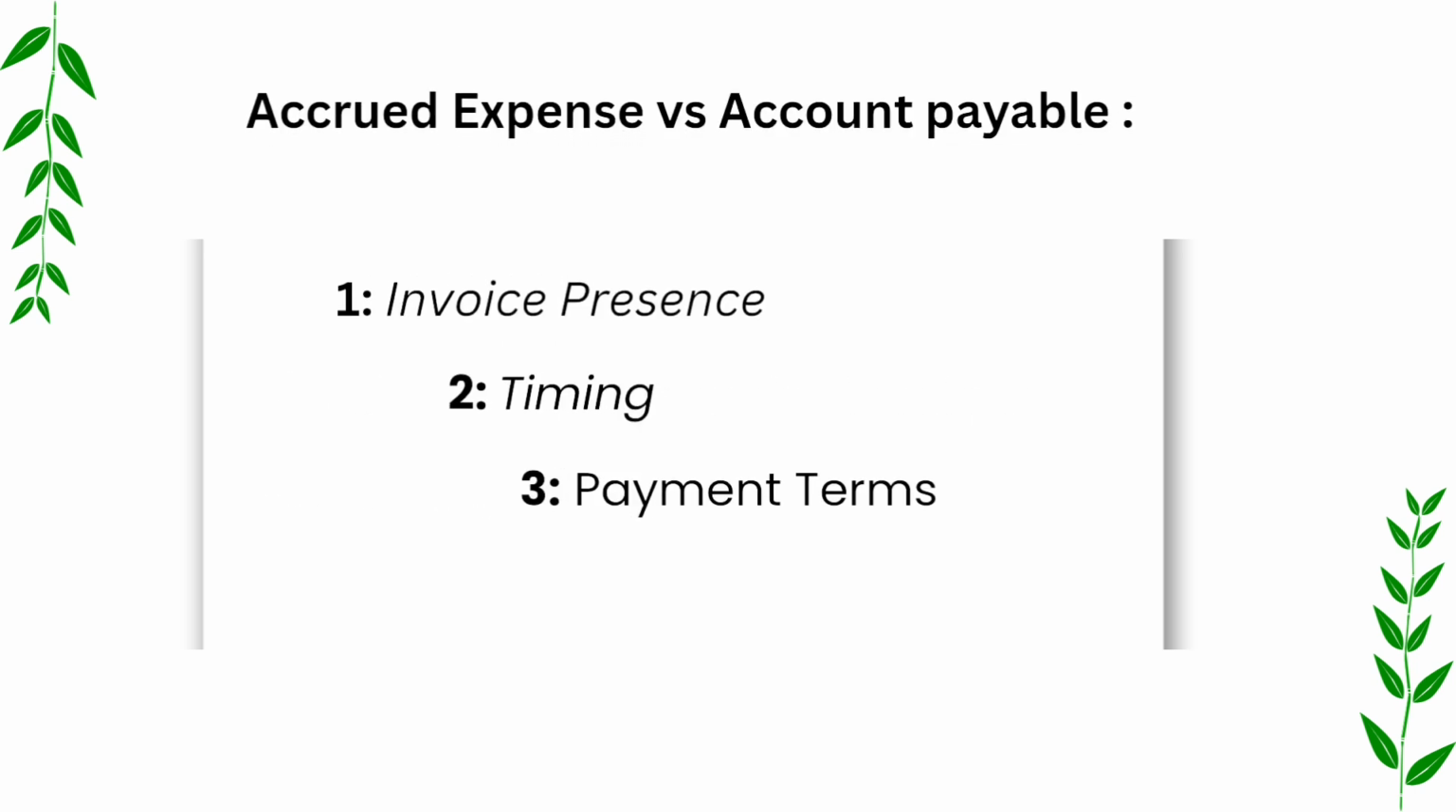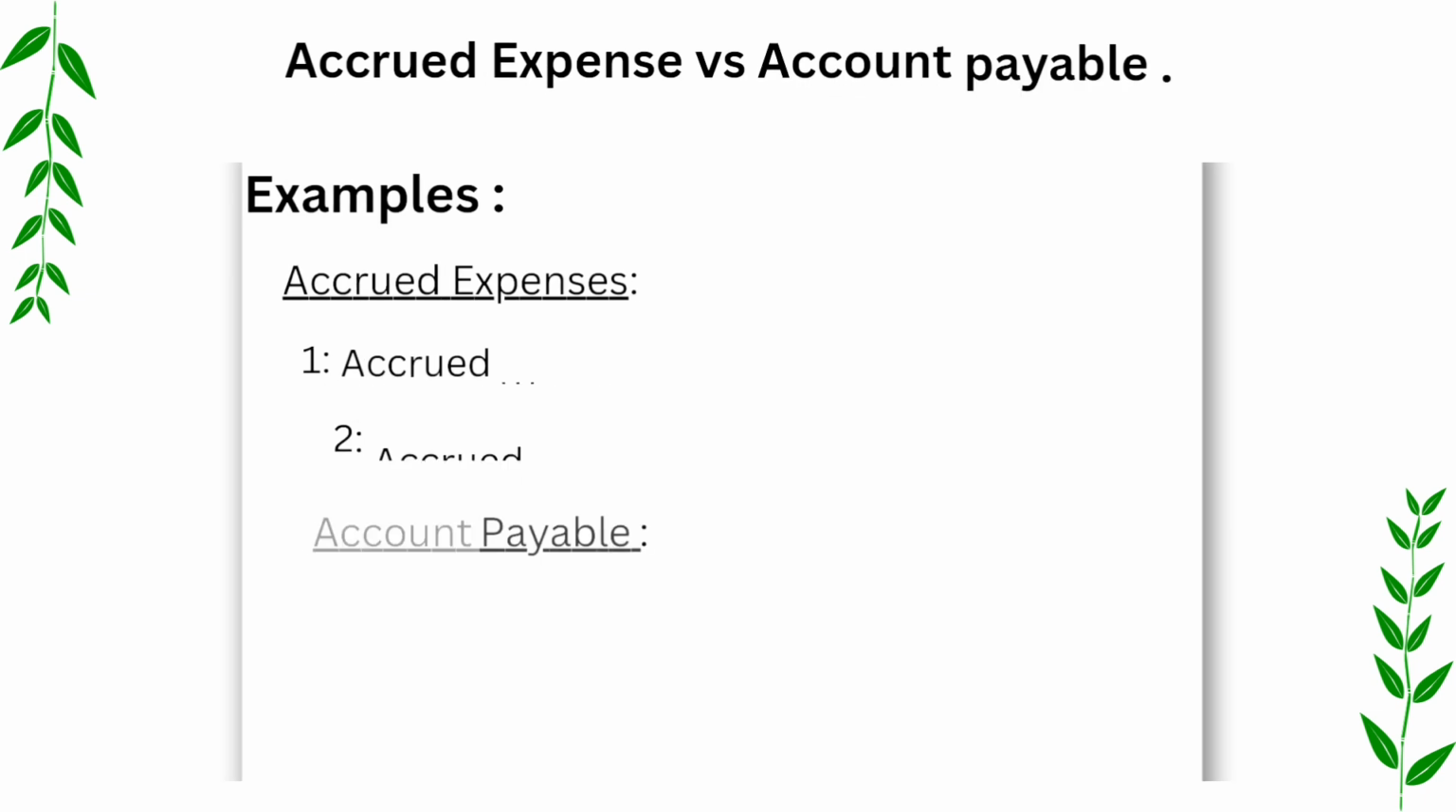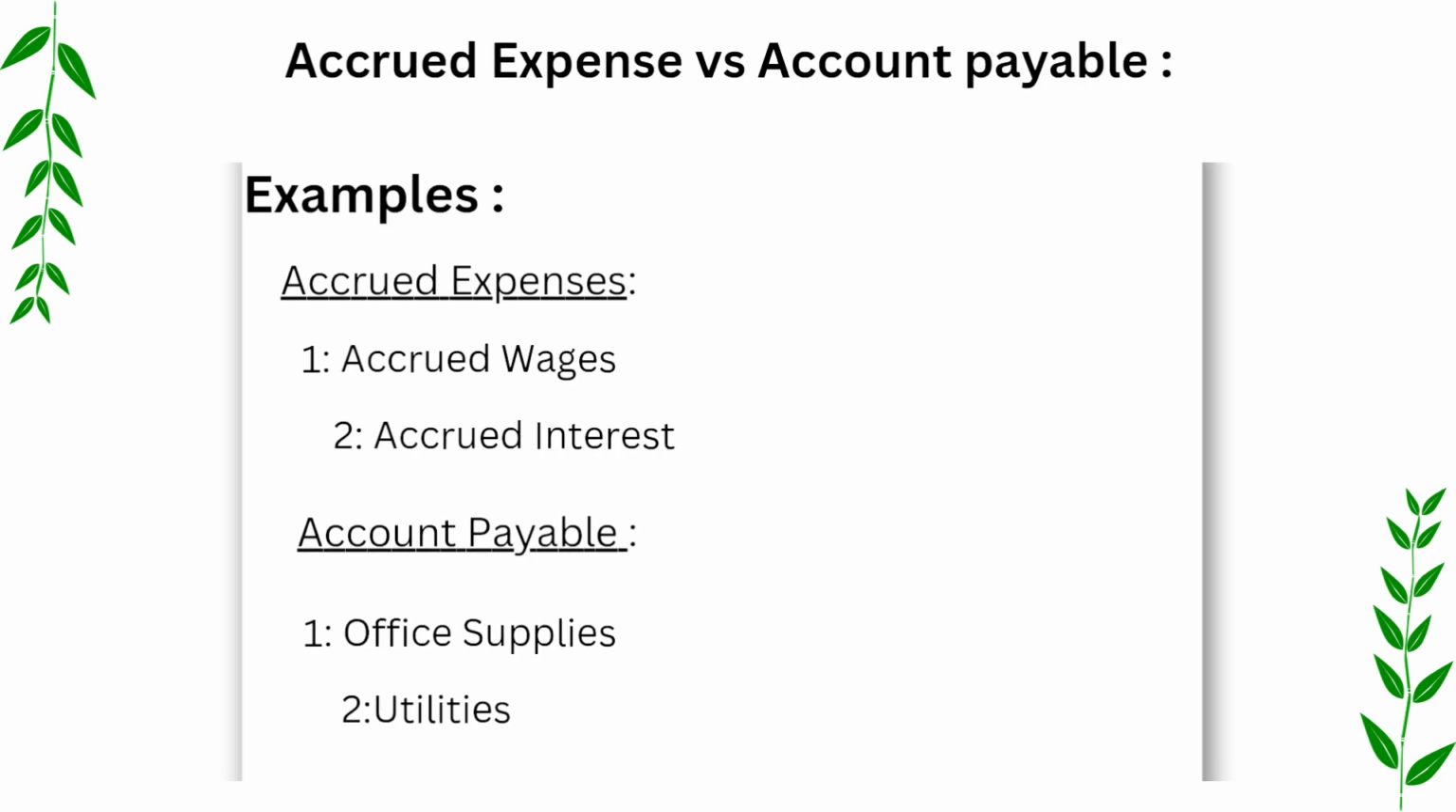Now let's clarify more with some examples. For the first one, we have accrued expenses, where the example is accrued wages, which means workers work about half of a month, but payday is at the end of the month. So when you want to record transactions for accrued expenses, you have to record them as accrued expenses. And the second example is accrued interest, which means interest has accumulated but not yet been paid. And for account payable, we have office supplies and utilities.